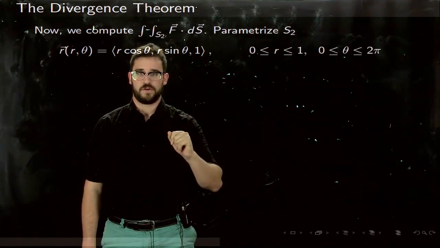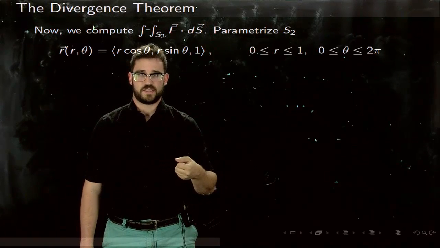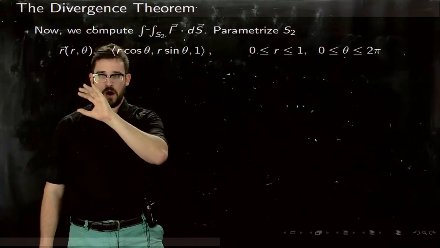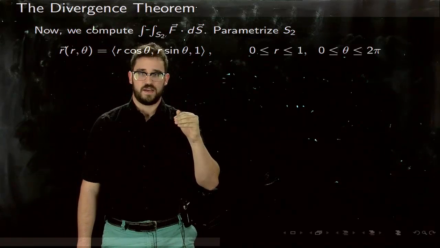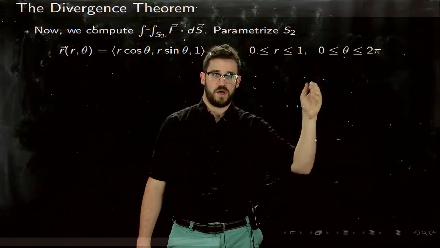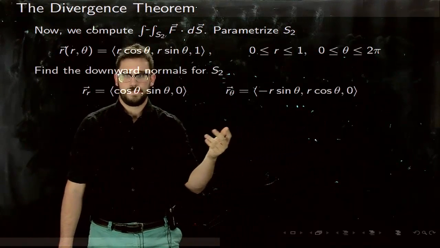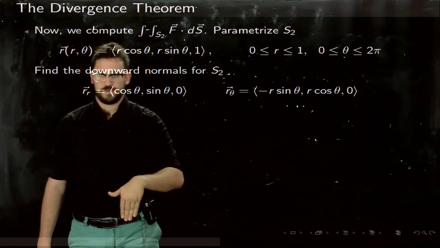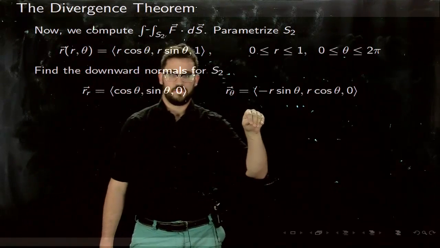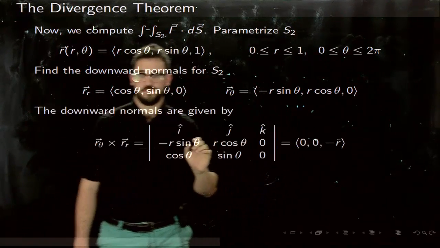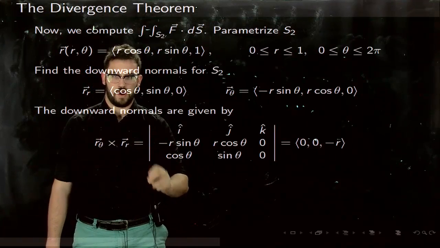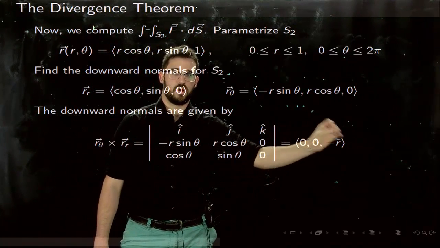We compute the double integral over the surface S2 of f dot dS. So let's parameterize S2, with the vector r being r cosine theta, r sine theta, 1, because remember z equals 1, where r can be between 0 and 1, and theta can be between 0 and 2 pi. Well, the downward normal is going to be the derivative with respect to r crossed with the derivative with respect to theta, which we've calculated here. And r_r cross r_theta, we just get 0, 0, minus r.